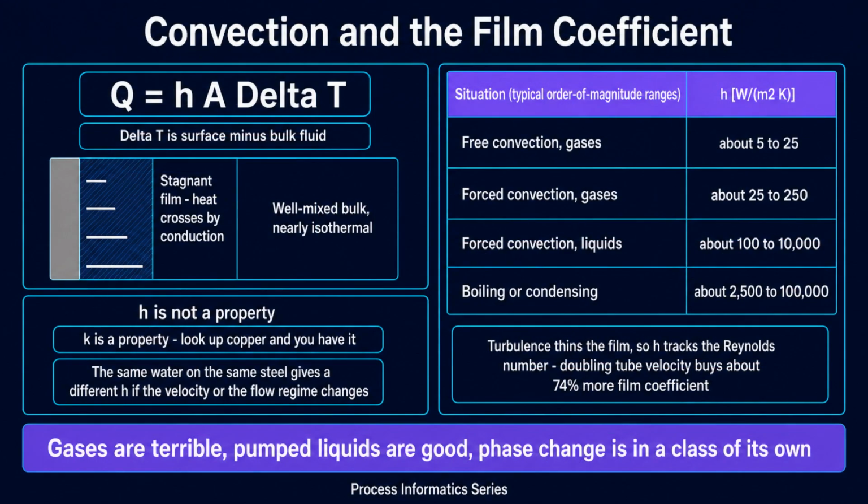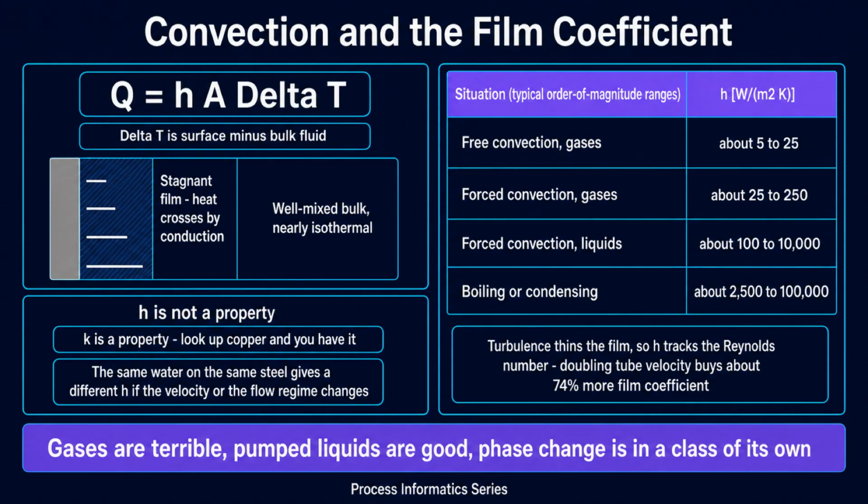Convection is heat carried between a surface and a moving fluid, and it is where most of the resistance in a real exchanger lies. Newton's law of cooling is deliberately simple. Q equals h A delta T, with delta T the difference between the surface and the bulk fluid. The simplicity hides the difficulty. Thermal conductivity is a property, the film coefficient is not. The same water against the same steel gives a different h if you change the velocity or the flow regime.